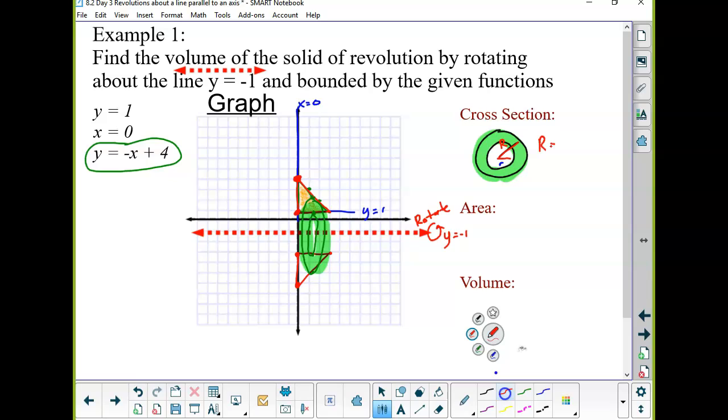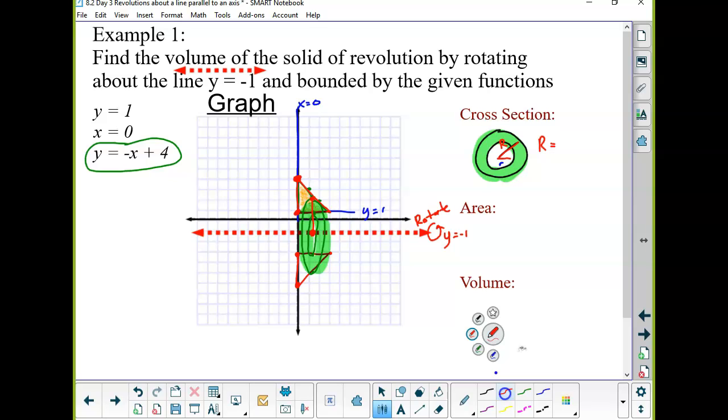Let's think of that large radius first. We have to think of where is the center of our washer. Where does the center of the washer start? Y equals 1. It starts right here, and then I'm going to go up until I hit this line.